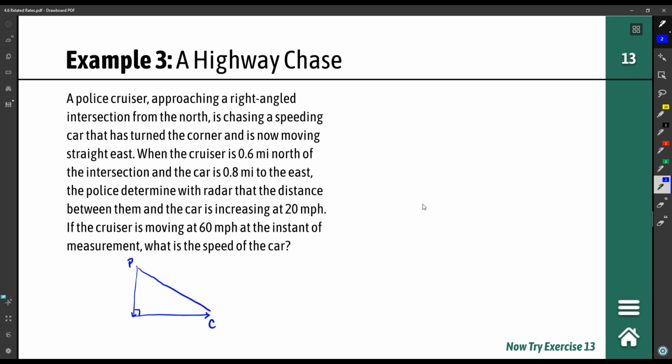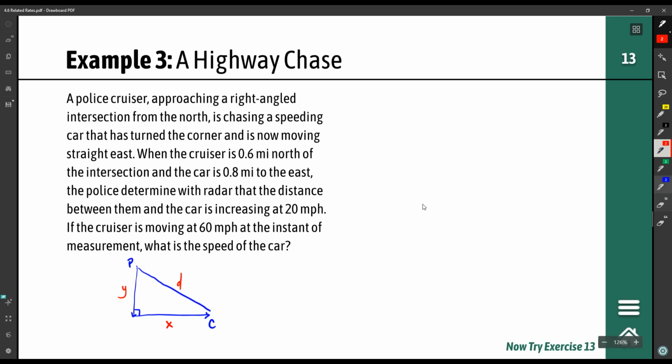If the cruiser is moving at 60 miles per hour at the instant of measurement, what is the speed of the car? Okay, we need to label some things here. And I think just to keep it easy, on the horizontal, I'll call that X. On the vertical, I'll call that Y. And then on the hypotenuse of this right triangle, that's the distance between the police cruiser and the car, let's call that D for distance.